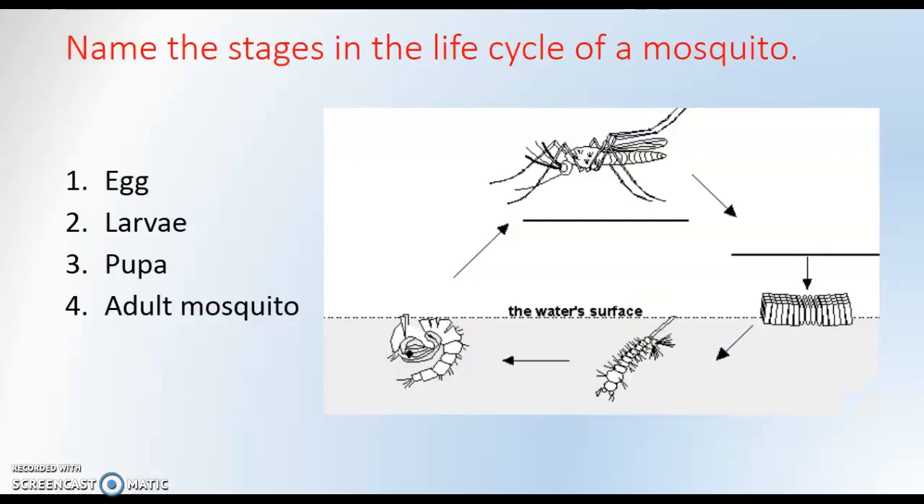Then we have question number B under 1. Name the stages in the life cycle of a mosquito. Here too, you have to be simple by mentioning just the stages. We have egg stage, larva stage, pupa, and adult mosquito. So egg, larva, pupa, adult.